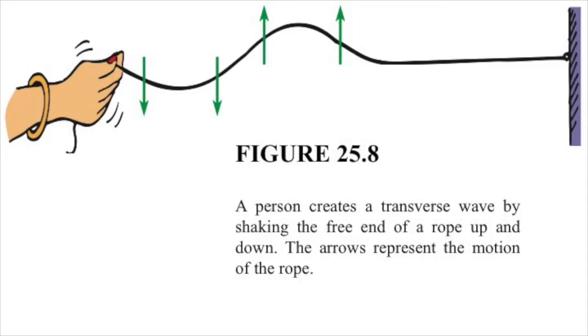A person creates a transverse wave, it's kind of like sinusoidal, by shaking the free end of the rope up and down. The arrows represent the motion of the rope. So that's creating a sinusoidal curve, a transverse wave. As we'll see in a bit, we'll see mechanical waves.